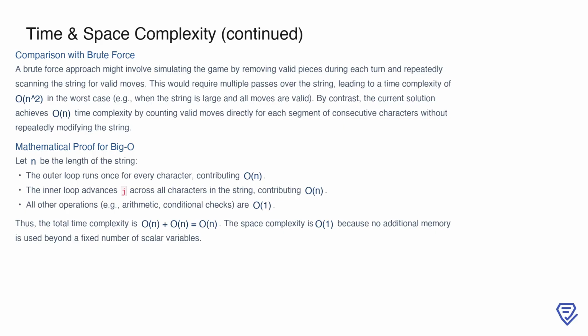Combining these, the total time complexity is O(n) plus O(n), which simplifies to O(n). As for space complexity, the algorithm uses only a fixed number of scalar variables, requiring O(1) space. This lack of additional memory usage solidifies the space complexity as O(1).